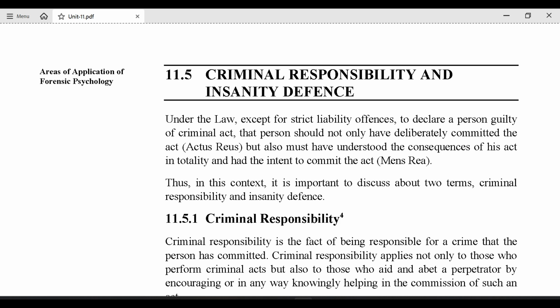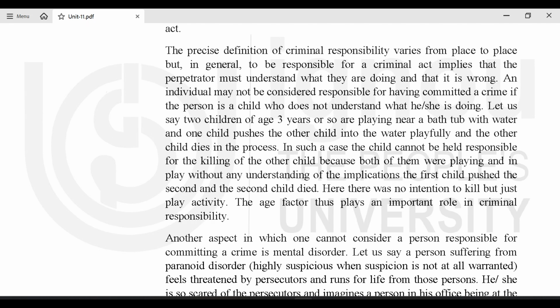11.5.1 Criminal responsibility. Criminal responsibility is the fact of being responsible for a crime that the person has committed. Criminal responsibility applies not only to those who perform criminal acts but also to those who aid and abet a perpetrator by encouraging or in any way knowingly helping in the commission of such an act. The precise definition of criminal responsibility varies from place to place, but, in general, to be responsible for a criminal act implies that the perpetrator must understand what they are doing and that it is wrong.